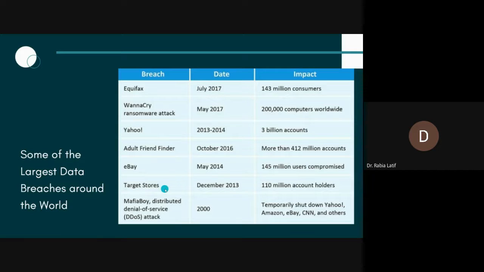Target stores cost 110 million user account holders. And last but not least, Mafia Boy's distributed denial of service attack was launched in 2000, and its impact was definitely very severe. It temporarily shut down Yahoo, Amazon, eBay, CNN, and many other websites.